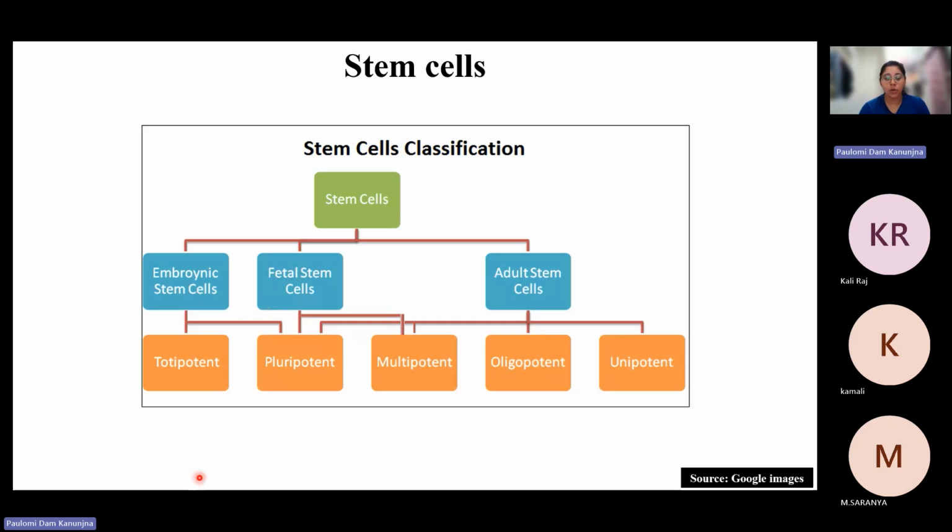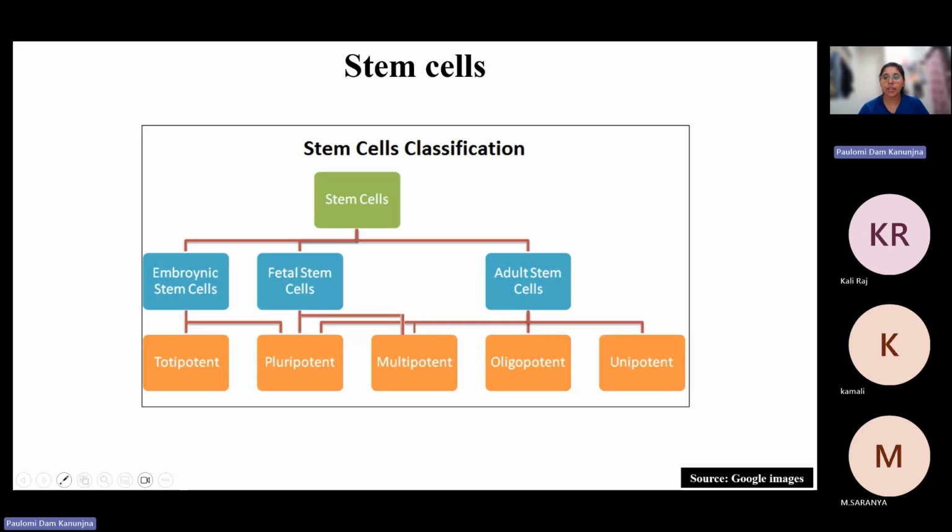Okay, then you have oligo and uni. Uni, as the name suggests, can give rise to only one cell type, right? But it can still retain the ability for self-renewal. So it can basically form another cell and still retain the ability for self-renewal. And oligo is basically it can give rise to two or three. Definitely not as many as multipotent, but definitely higher than unipotent. So there is a gradation in what kind of cells they can form. That is important for you to remember.